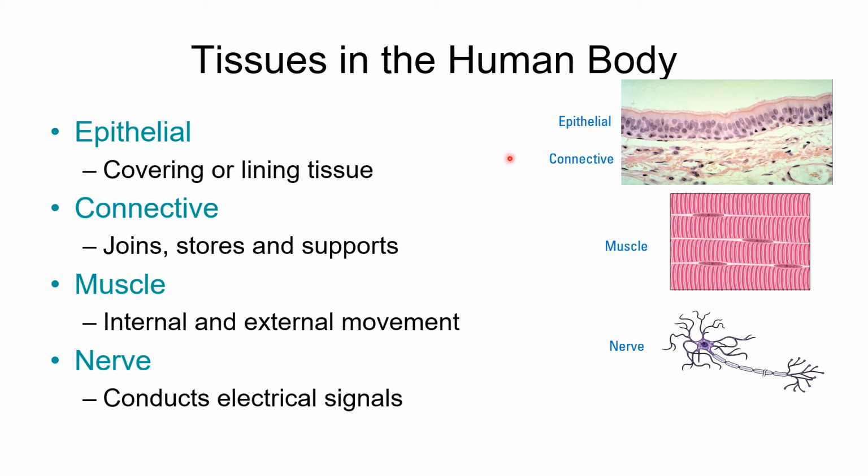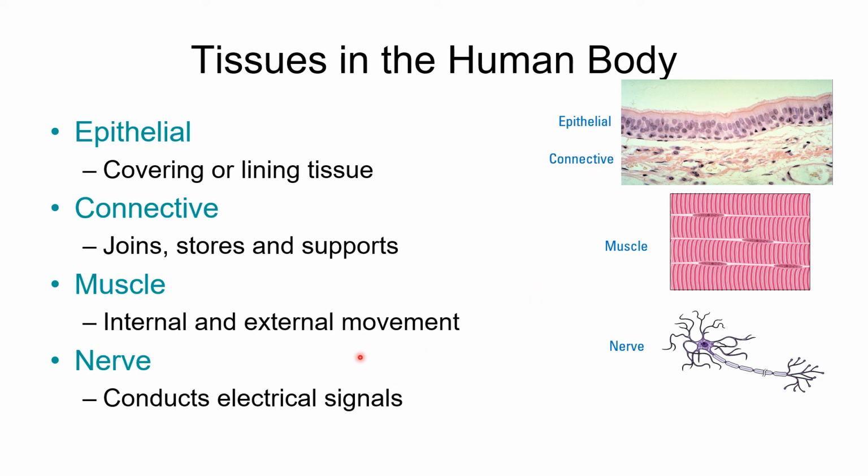So epithelia is a covering or lining tissue. Then the connective tissue. In the same picture you can see the connective tissue consisting of cells and the extracellular material. It is supporting the epithelial tissue here, and it also joins, stores and supports the other tissues. So that is the connective tissue.